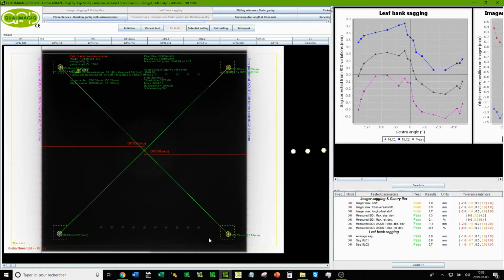It is impossible for this clinac to have correct picket fence tests with tolerance of 0.4 mm with a rotating gantry when the leaf banks have 0.6 mm of sagging. We will examine this further with the picket fence test with a rotating gantry, which we will do after the test with a static gantry.